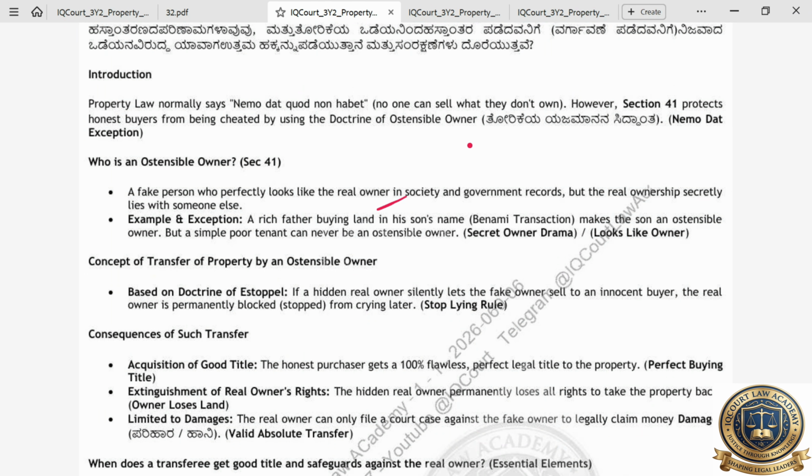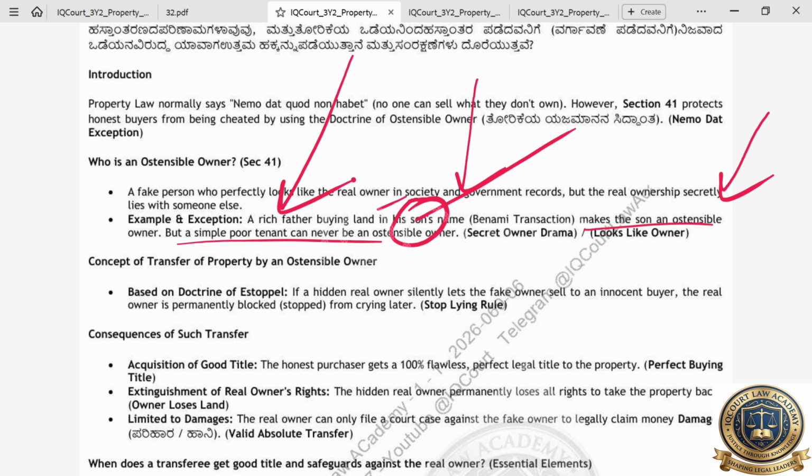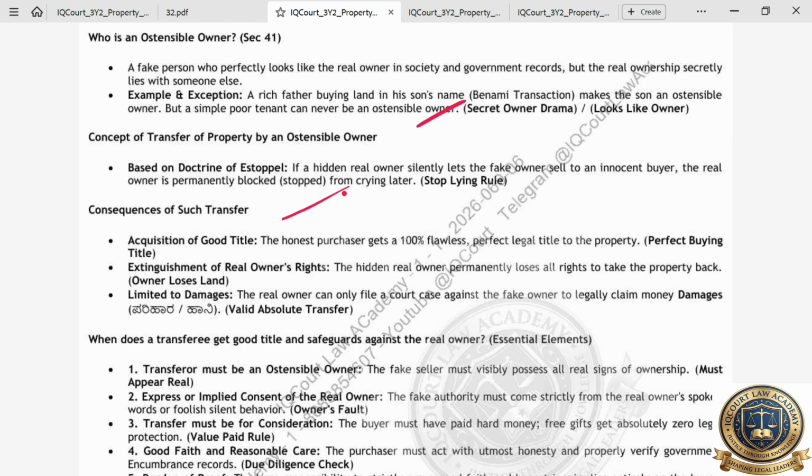Example: a rich father buys land in his son's name. His son is the ostensible owner; it makes the son an ostensible owner. But a simple poor tenant, a renter, does not become an ostensible owner; that is just a dummy owner. So you have to write the concept, and you have to write the consequences of such transfer.